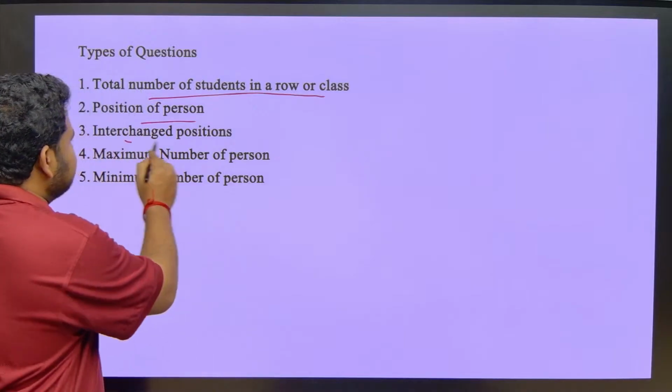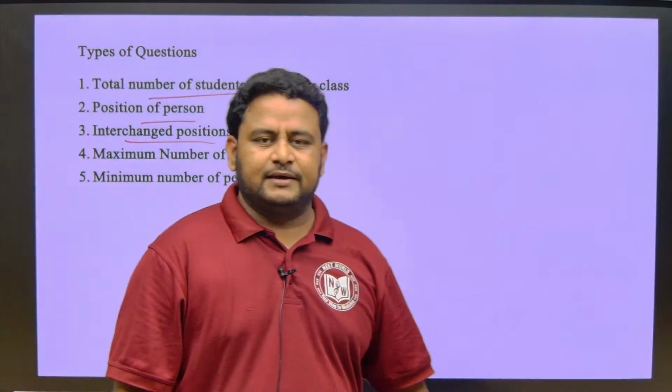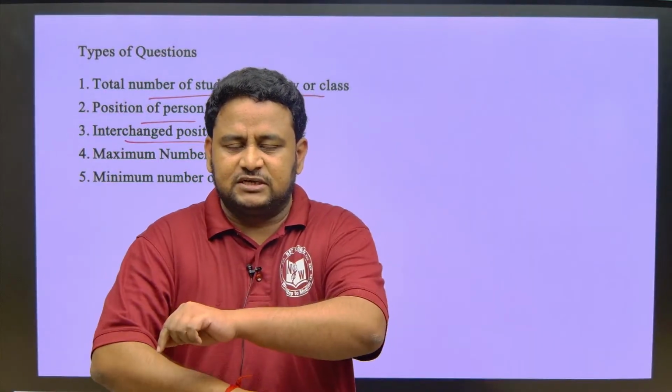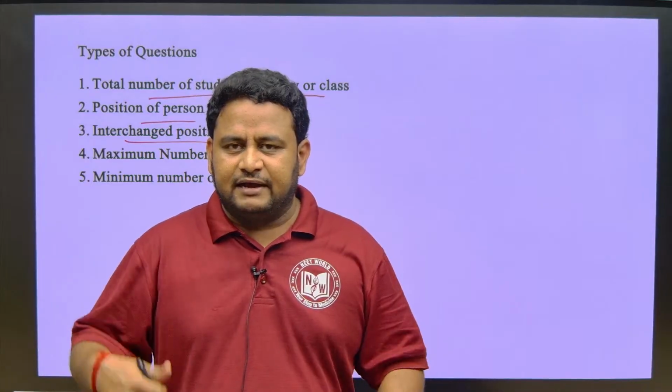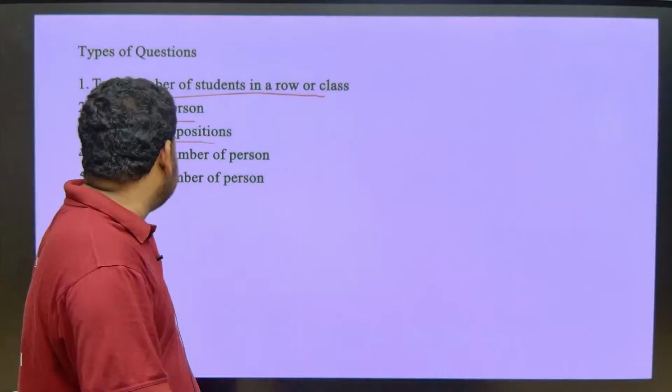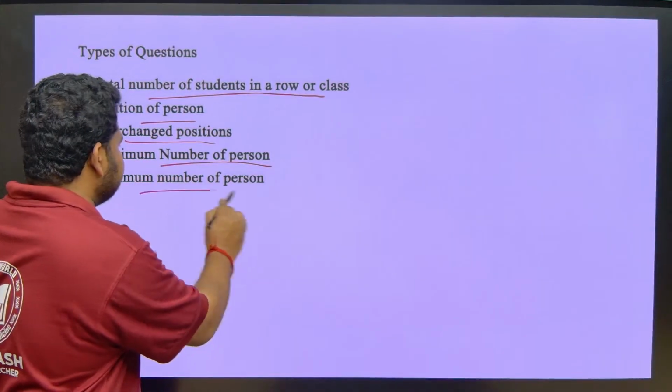Another one is interchanging position. Suppose A was at the third position and B was at the second position. If they interchange, what will be their new position with respect to some other person? Like that they can ask certain questions. Another type of question is the maximum number of persons and the minimum number of persons.